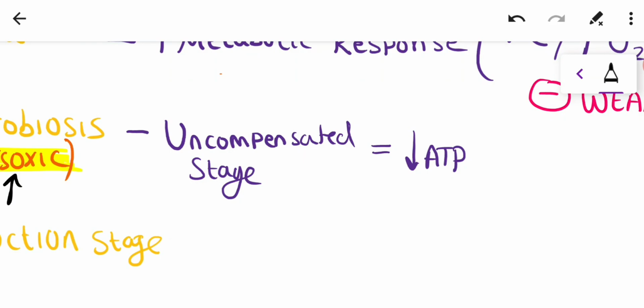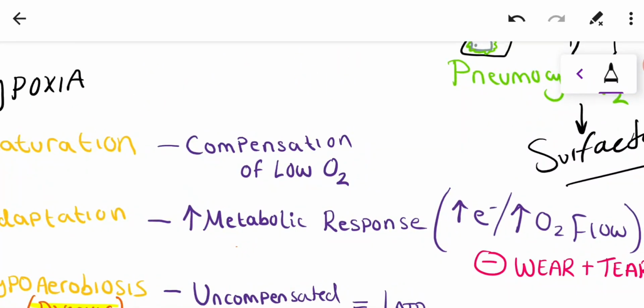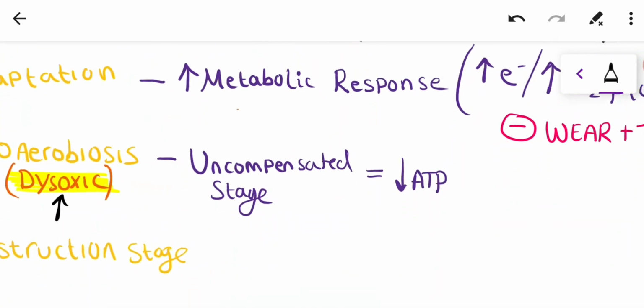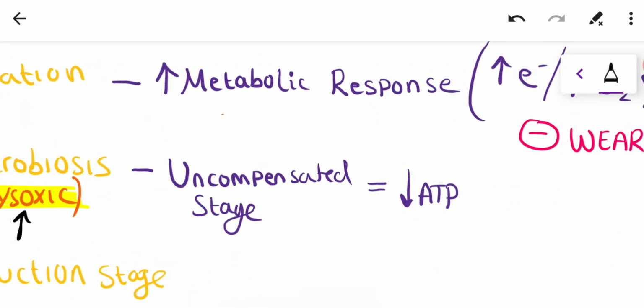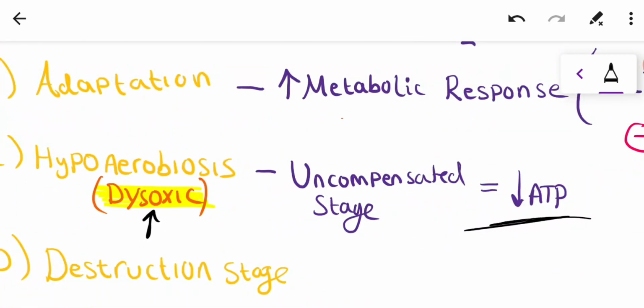Here it is just flat out uncompensated, because these two were compensated in some form or another, and this one is now uncompensated. The body's had enough, it's given up. What's going to happen? Less ATP is being made. Dysoxia. I want you to always think of ATP and mitochondria when I say dysoxia.